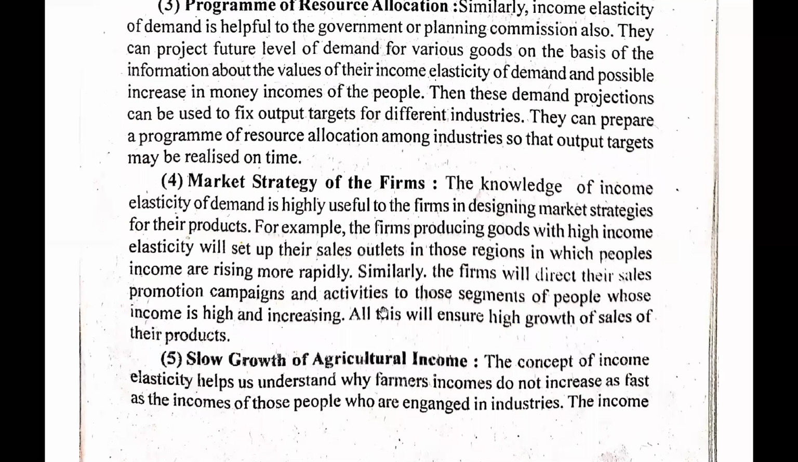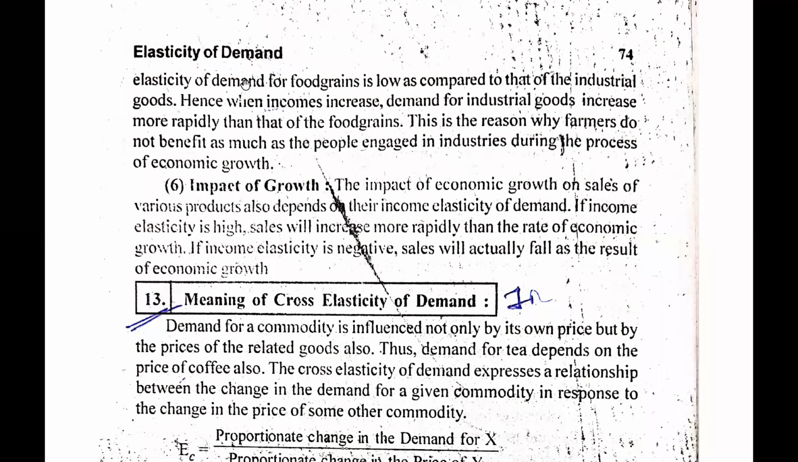The fifth point, that is slow growth rate, or we can say slow growth of agricultural income. The concept of income elasticity helps us to understand why farmers' incomes do not increase as fast as the incomes of those people who engage in the industries. The income elasticity of demand for food grains is low compared to that of industrial goods. Hence, when income increases, demand for industrial goods increases more rapidly than that of food grains.